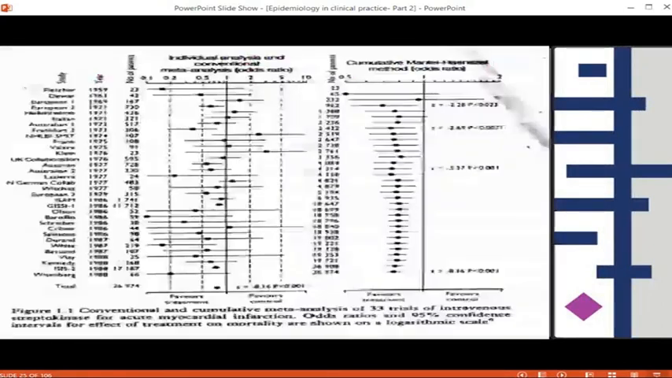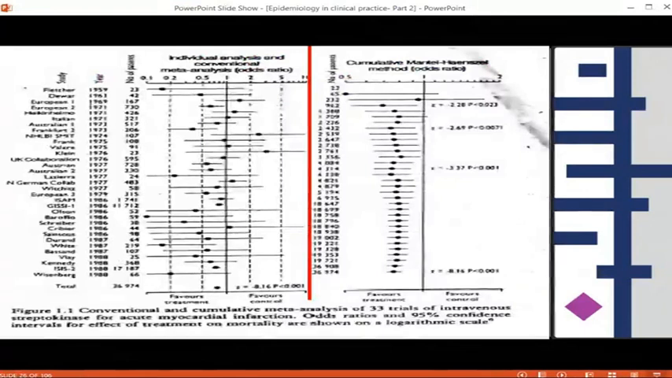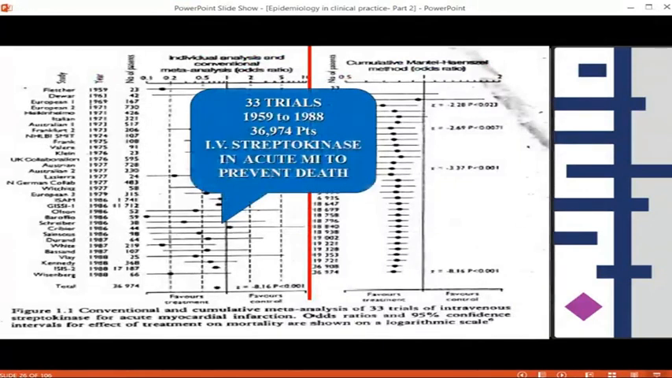In 1992, they looked at what you see here, a forest plot, which is basically a forest of lines, but each line represents a trial. And there are 33 trials. These are the odds ratios and confidence intervals of 33 trials done over 30 years, 1959 to 1988, where they randomized more than 36,000 patients to get IV streptokinase or no IV streptokinase after a myocardial infarction to prevent death.